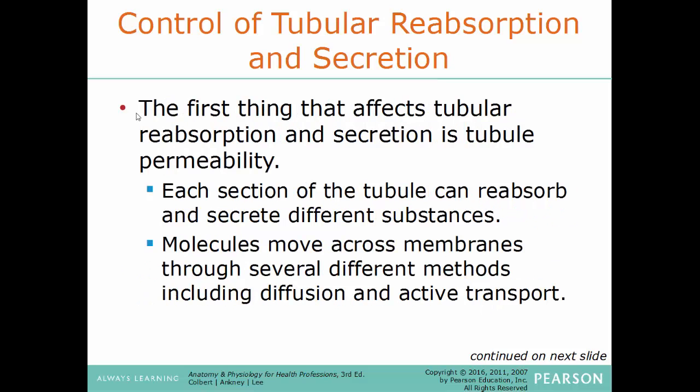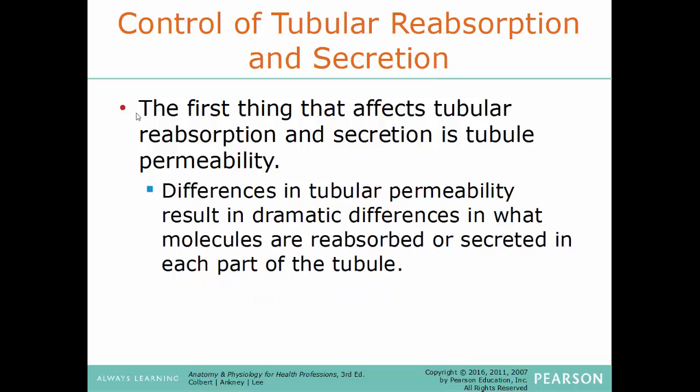All right, the first thing that affects tubular reabsorption and secretion is the tubule permeability. Each section of the tubule can reabsorb and secrete different substances. And molecules will move across membranes through several different methods, including diffusion and including active transport. Now, the differences in the tubular permeability result in very dramatic differences in what molecules are reabsorbed or secreted and in what part of the tubule.